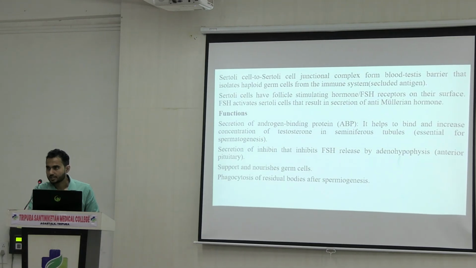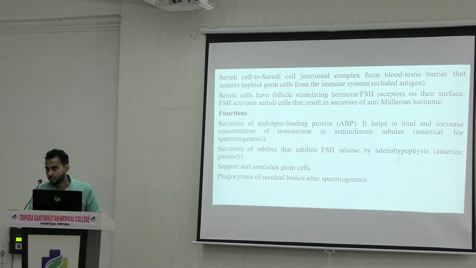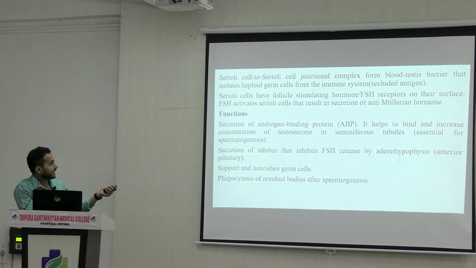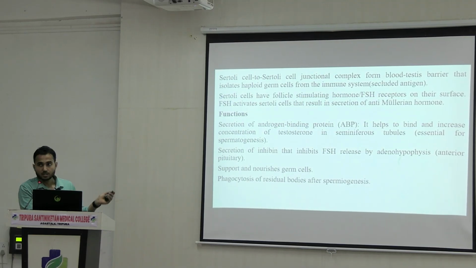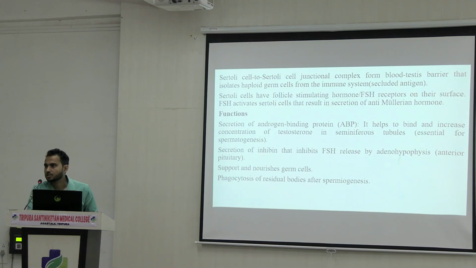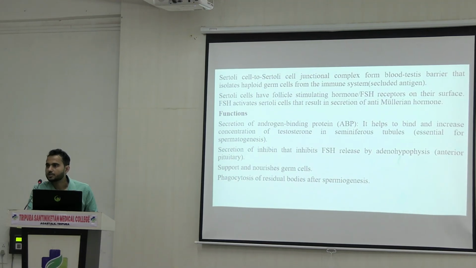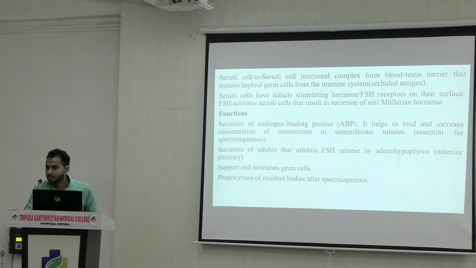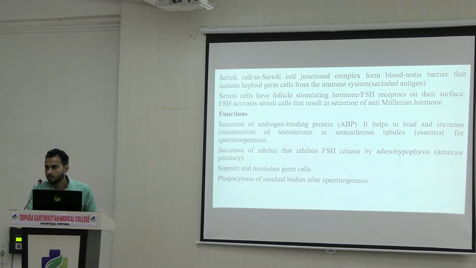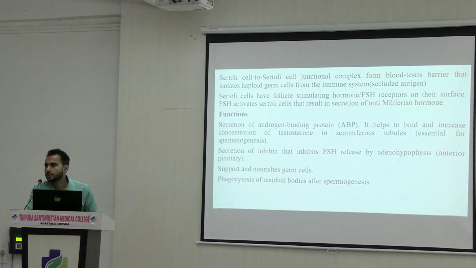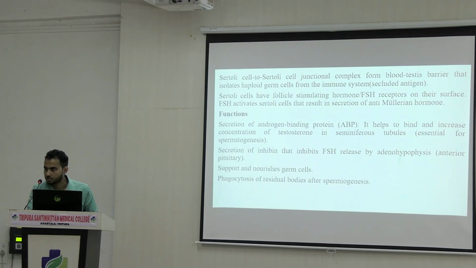Next, the Sertoli cells have very important receptors. They have FSH receptor on their surface. Now this FSH is follicle stimulating hormone. What will it do? It will activate the cell in order to produce anti-Mullerian hormone. Anyone, have you heard about this anti-Mullerian hormone? You have heard about testosterone, FSH, LH, all those things. But I don't think you have heard about anti-Mullerian hormone.